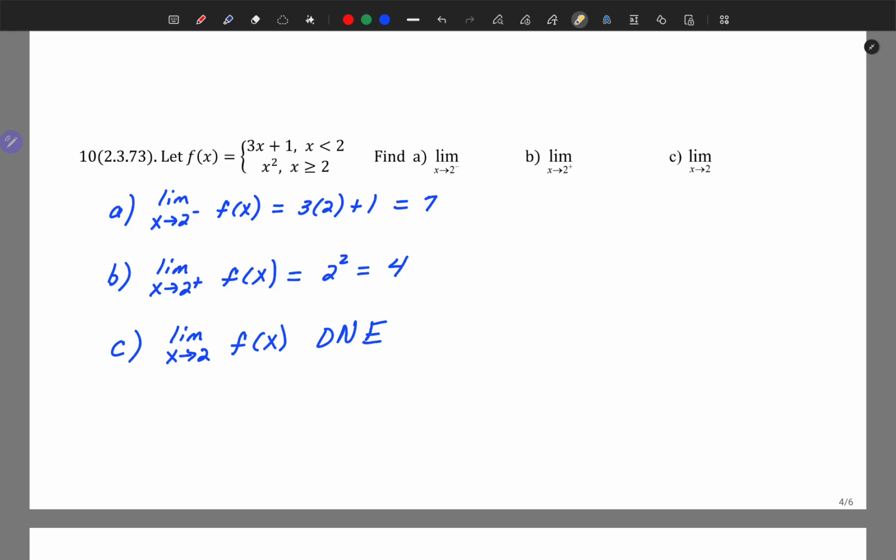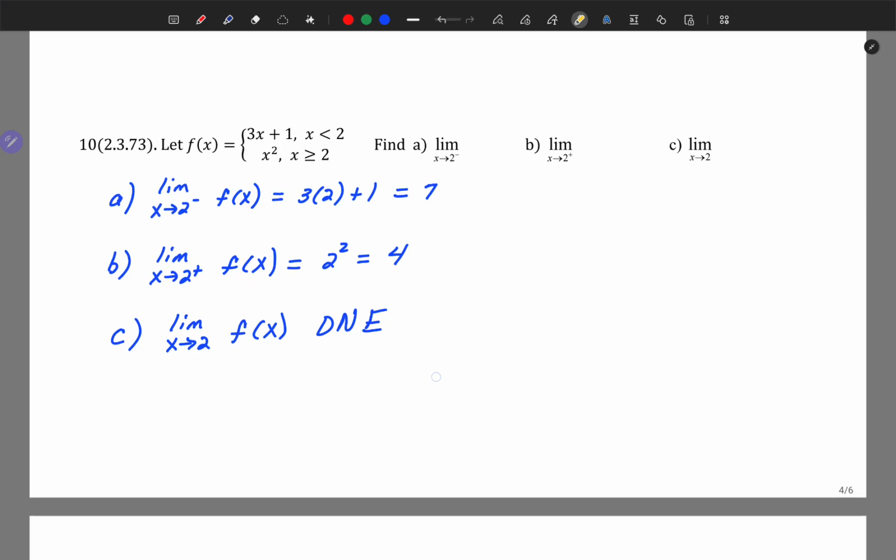Now, as x approaches 2 from the right, that's the second part of the function. It's valid for all x values greater than or equal to 2. So I would plug a 2 in for it, and the value that it's approaching is 4. Now, since the left and right-hand limits do not equal one another, the overall limit does not exist.